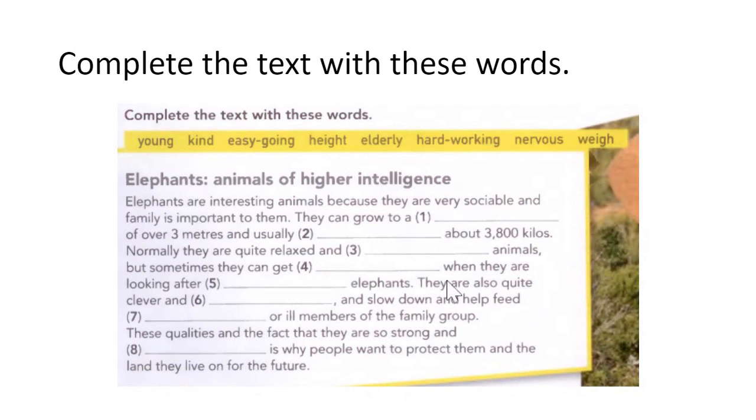They are also quite clever and slow down to help feed or ill members of the family group. These qualities and the fact that they are so strong is why people want to protect them and the land they live on for the future. That's all, right? Simple. Reading activity 4 you boleh settle.